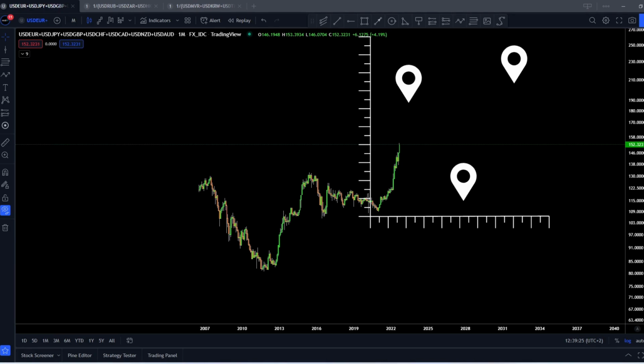But we won't go into the macro side of things today. Instead, we will read the chart of the dollar index in such a way that we can extract a story. That story will let us know what to expect from here, how long the current trend can last, and how far it can go. Okay, let's go for it.